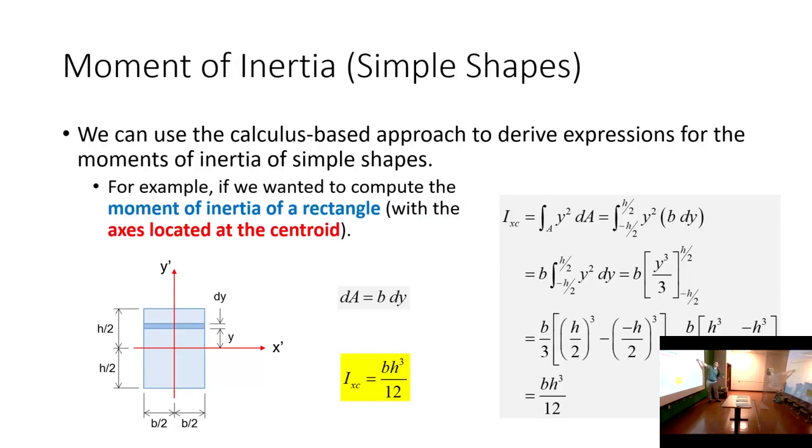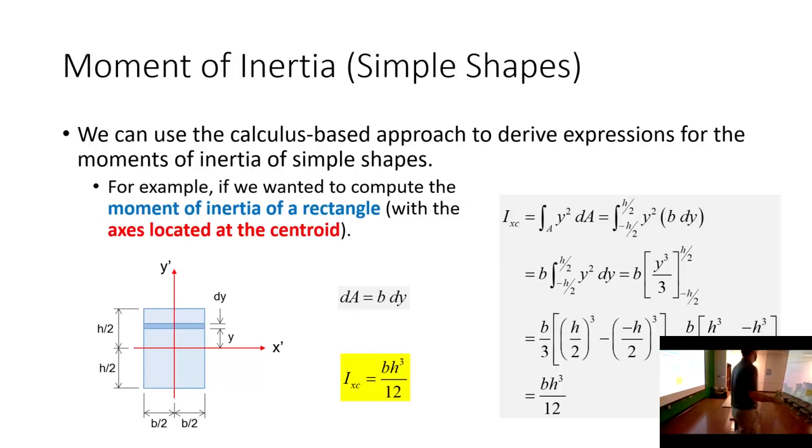Look at my limits of integration. I'm integrating from the bottom of the rectangle to the top of the rectangle. If the rectangle is h tall, then I'm going from negative half the height to positive half the height. Past that, it just becomes alphabet soup. Just treat the y as the integral. So the integral of y squared is y cubed over 3, evaluated from negative h over 2 to h over 2. Plug and chug, do your algebra, and I get this: bh cubed over 12.